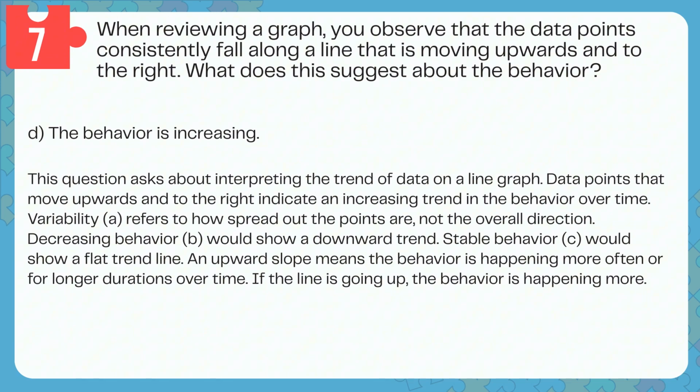An upward slope means the behavior is happening more often or for longer durations over time. If the line is going up, the behavior is happening more.